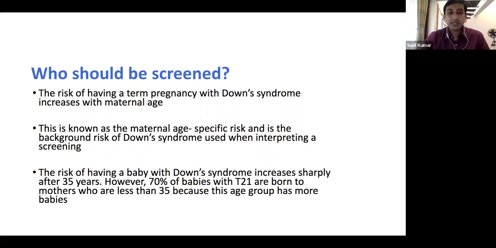This is known as the maternal age specific risk and is the background risk of Down syndrome used when interpreting a screening. The risk of having a baby with Down syndrome increases sharply after 35 years. However, 70% of the babies with trisomy 21 are born to mothers who are less than 35 because this age group has more babies. Isn't it true? So most of the pregnancies happen under 35 years. So 70% of the trisomy 21 babies would be born to a mother who is less than 35 years. So the answer is every pregnant woman should be screened for Down syndrome.